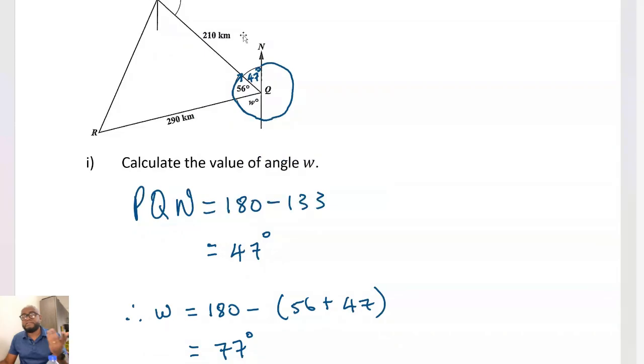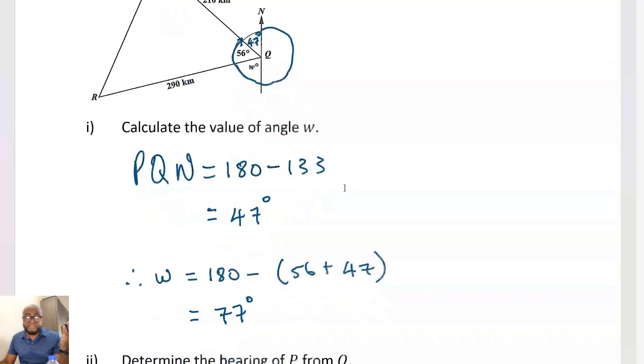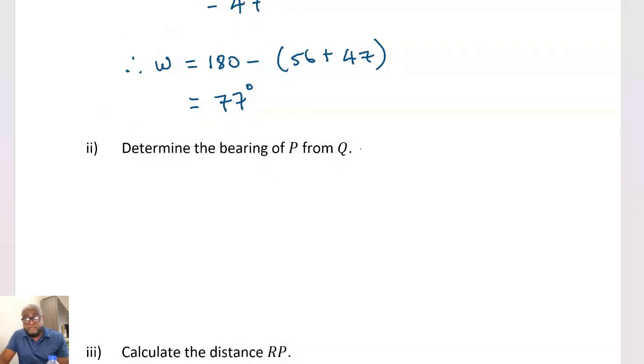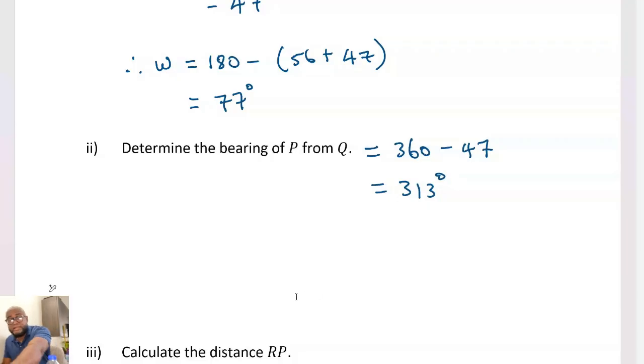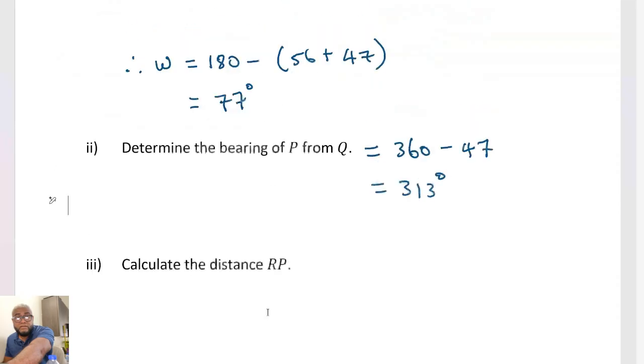313. You can do 360 minus 47 and you'll get it. Or you could do 180 plus 77 plus 56, any direction you want to go, because you know this is a straight line. This is our cosine rule question, by the way. So this bearing would be equal to 360 minus 47, which would be 313 degrees. Everybody good there? Now in this one, we have some working.